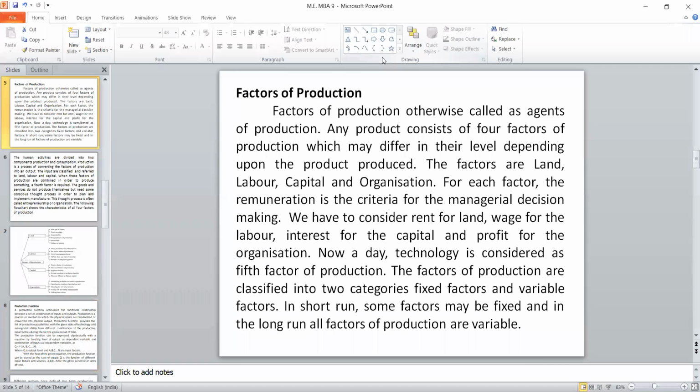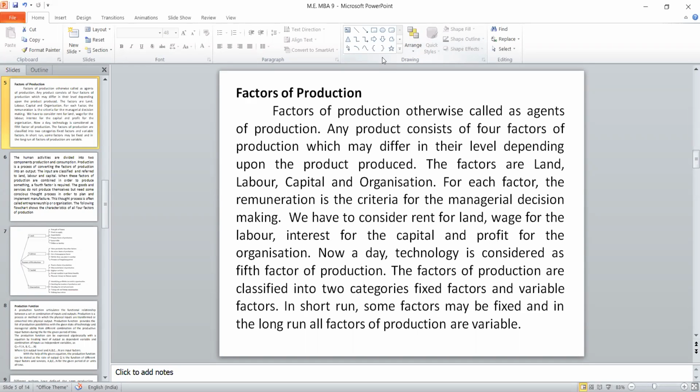Where are we getting the natural resources? What are the natural resources? We have 4 factors of production: land, labor, capital, and organization. Any product will have a contribution from these 4 factors of production. For these 4 factors of production, that is land, labor, capital, and organization, there will be a remuneration. For land, we have to pay the rent. For labor, we have to pay the wage. For capital, we have to pay the interest. And for the administration and entrepreneurship, they will reap the profit. So for each factor of production, there will be a remuneration.